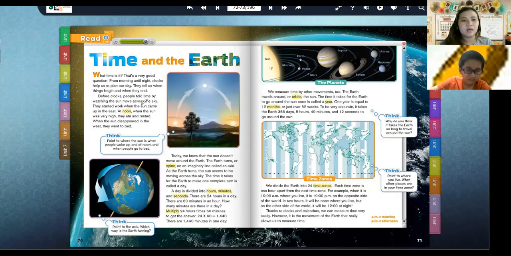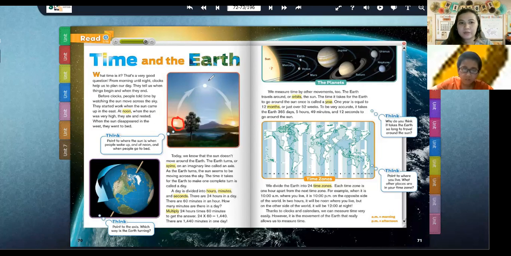Look, before clocks, people told time by watching the sun move across the sky. So they started work when the sun came up in the east. At noon, the sun was very high, and they ate and rested. And when the sun disappeared in the west, they went to bed. So before clocks were invented, people measured the time through the sun. If they could see that the sun was rising, it meant that it was morning, so it's time for them to work.